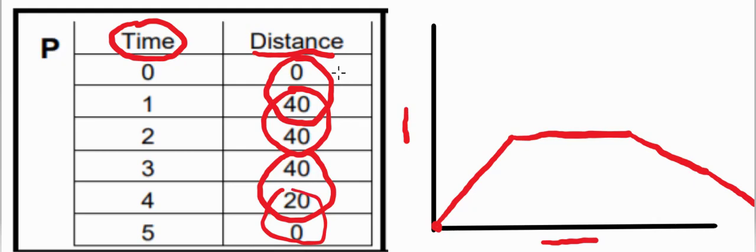Now notice it's going from 0 to 40 in 1 second, which is quite fast. But when it goes back, it's going 40, 20, 0, which is half the speed. So since this is faster, this is going to be a steeper line. And since it's slower going back, it's going to be a less steep line headed back. Now, a flat line in these distance time graphs means that there's no motion happening.